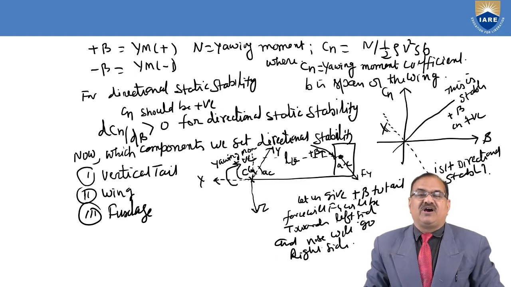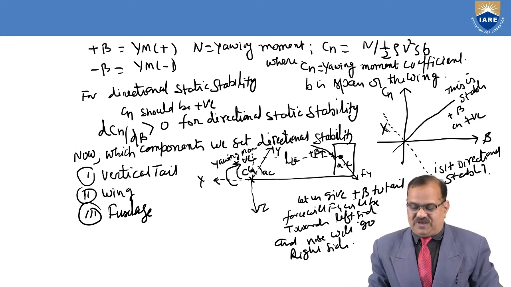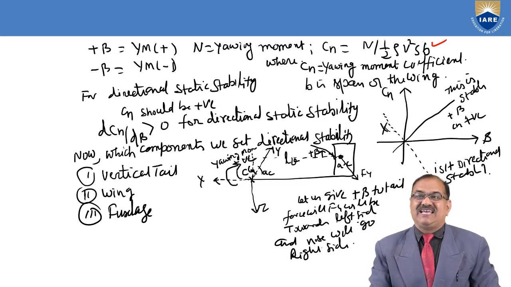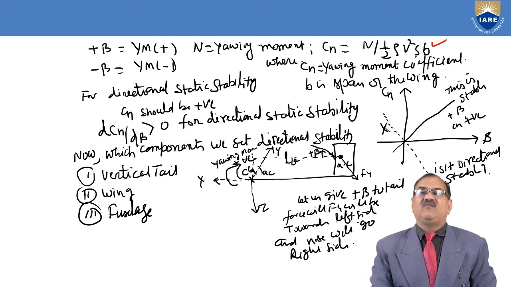It is also represented as N. N is equal to the yawing moment, and the coefficient of yawing moment is represented by Cn. And this Cn is equal to N by half rho V squared S b. Here b is the span, S is the area, V is the velocity, rho is the density, and N is the yawing moment. So the yawing moment divided by half rho V squared S b gives us the coefficient of yawing moment.